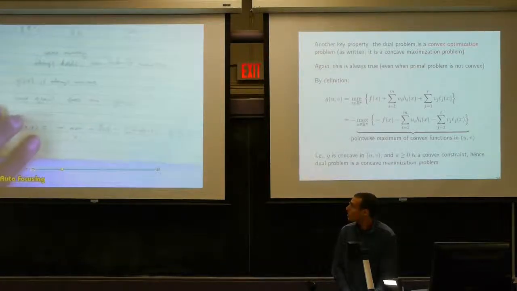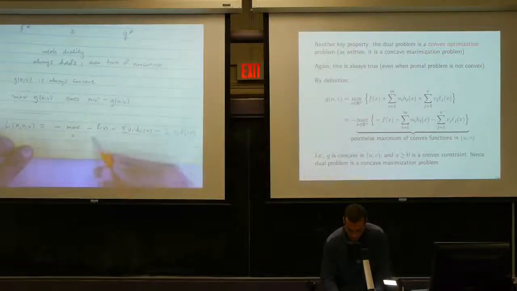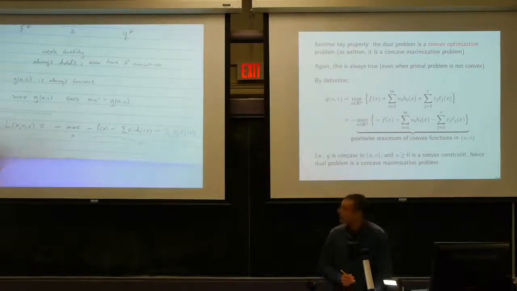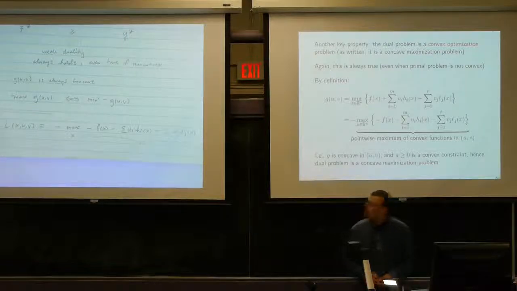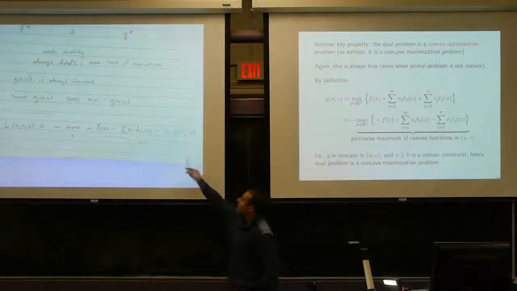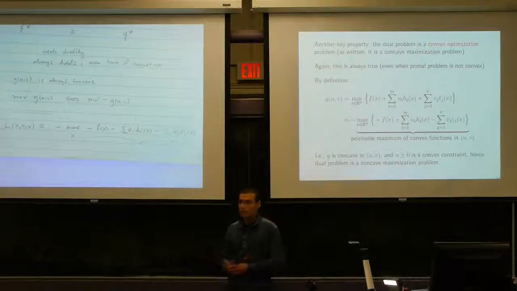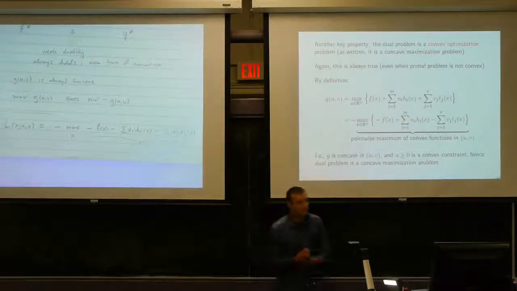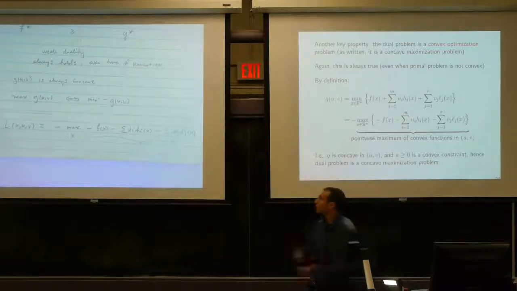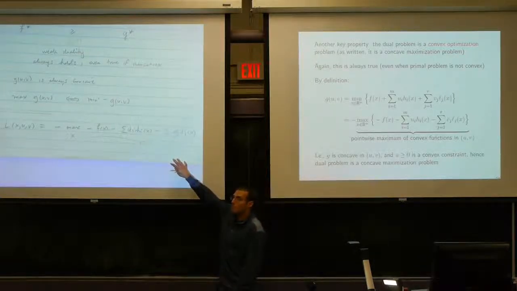Each one of these functions here for a fixed x, right? So each one of these functions for a fixed x is a convex function in u and v. Why is that true? What kind of function is that in terms of u and v for fixed x? It's just a linear function, right? Or it's an affine function. So trivially, this is a convex function.